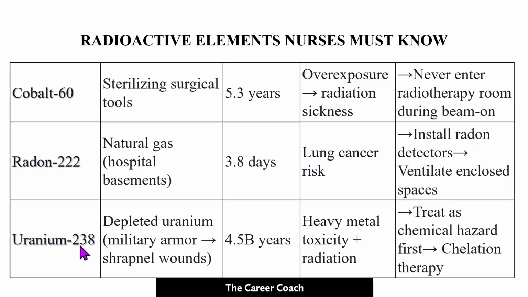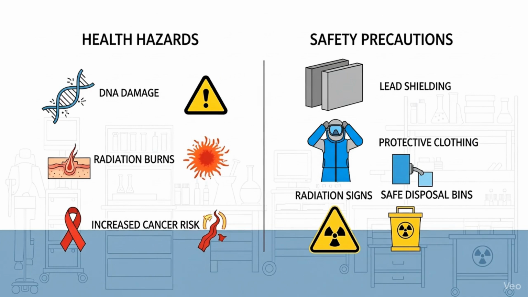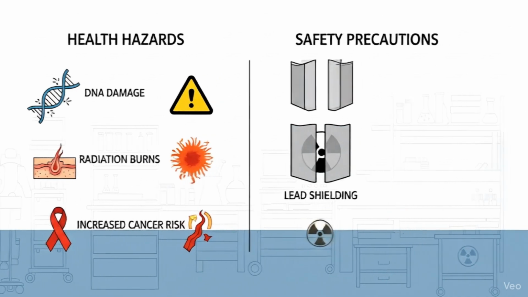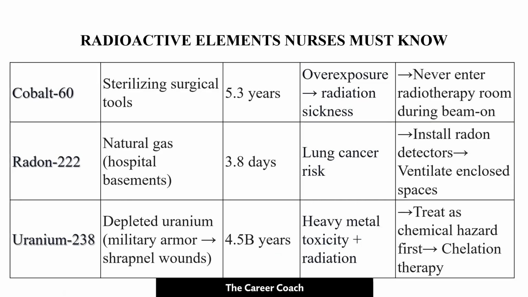Next is uranium 238. Uranium 238 is found in depleted uranium. Usually some military armors can cause shrapnel wounds. Basically, nurses who are in the military must take note of this. It has a half-life of 4.5 billion years. Uranium 238 can cause heavy metal toxicity and radiation. There is need to treat it as a chemical hazard first. This could involve chelation therapy.